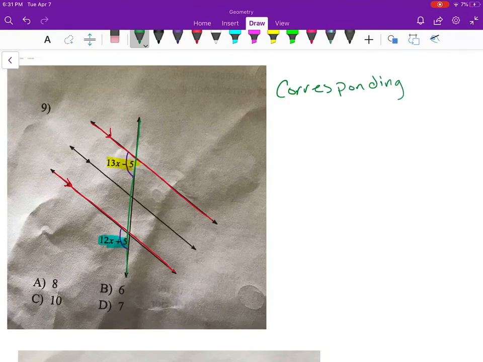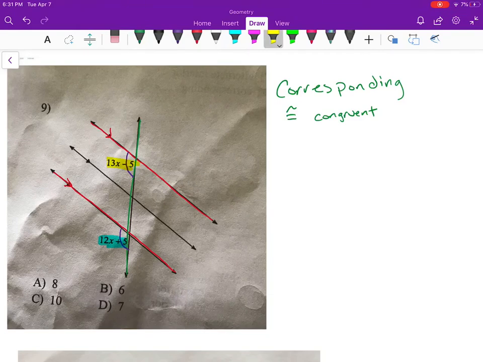You could take one of those angles and lay it on top of the other one, and they would be exactly the same angle. They would look exactly the same. That's what corresponding means. In other words, those angles are congruent, and I just drew the symbol for congruent. All that means is those angles are equal to each other.